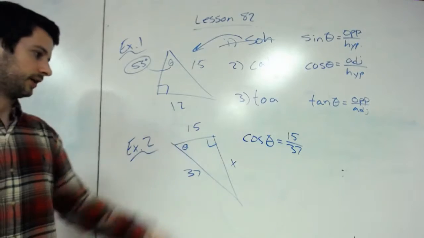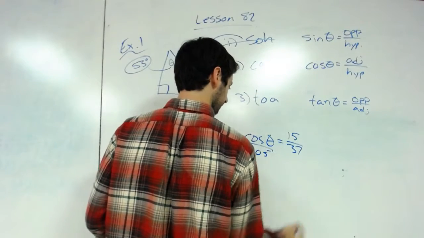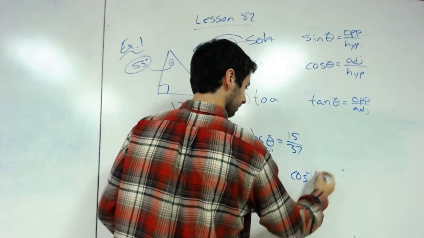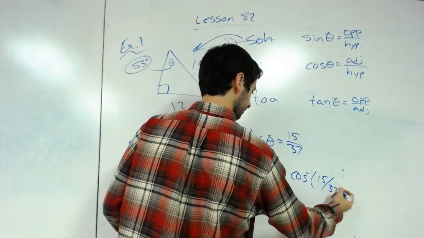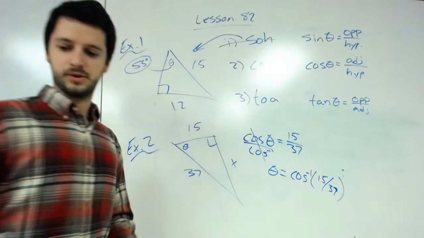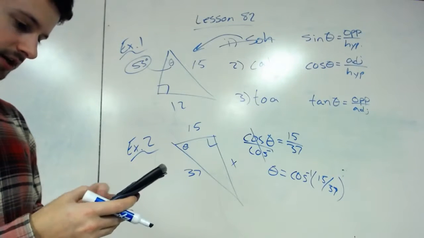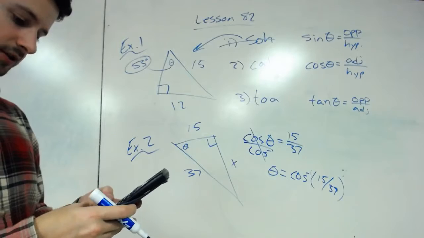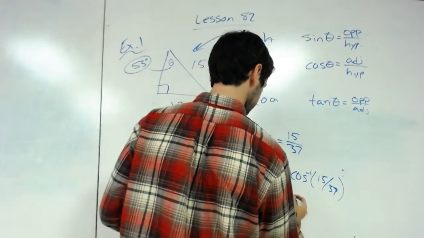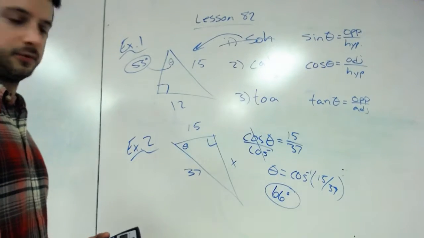Alright? So to get theta by itself, divide by cosine. So that's the inverse of cosine. So inverse cosine of 15 over 37 equals theta. Plug that into our calculator. Second cosine, 15 divided by 37 is roughly 66 degrees. There's our answer, and that's all you have to do when you're solving for an angle with trigonometry.